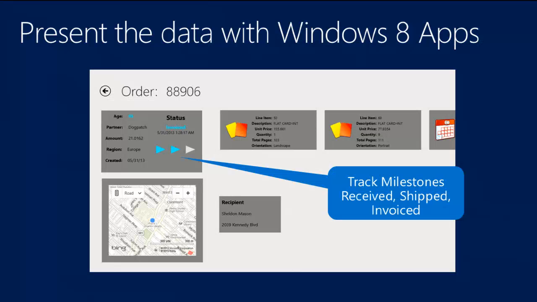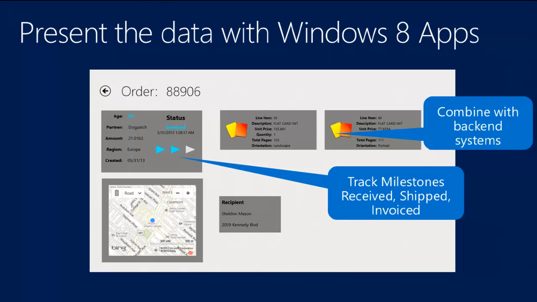If anybody knows about BAM and other things, it's kind of the equivalent of that. We're tracking the order: it's received, invoiced, and shipped. And that gives us metrics of how long it's taking for an order to process through. We're combining it with back-end systems, so this is just showing the cards that they're ordering.